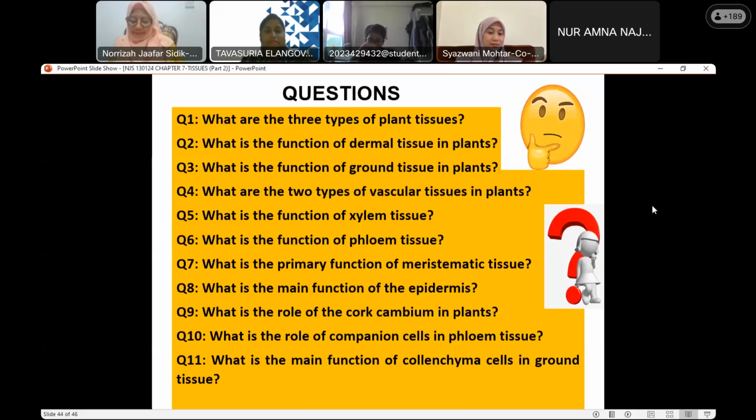Meristematic? Cell division. Responsible for the growth and development of the plant, dividing cells and giving rise to the other tissues, yeah, permanent tissues. Okay, what is the main function of the epidermis?